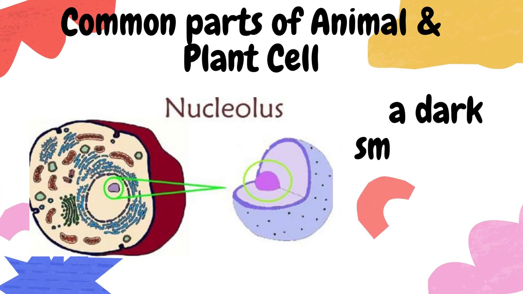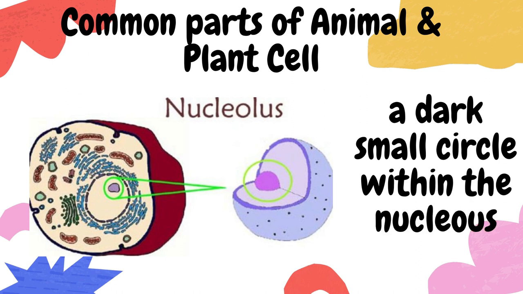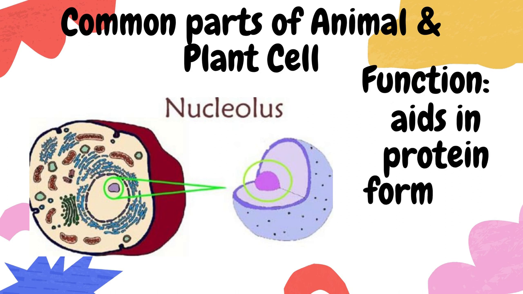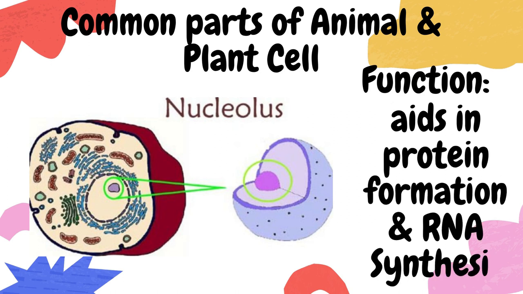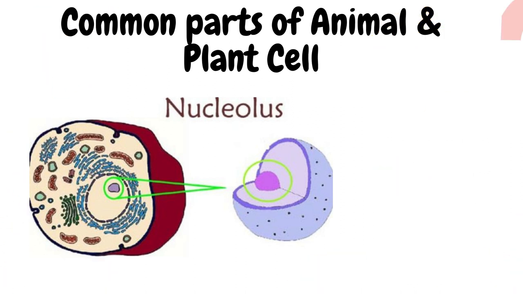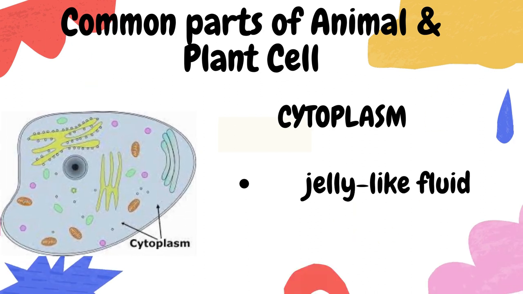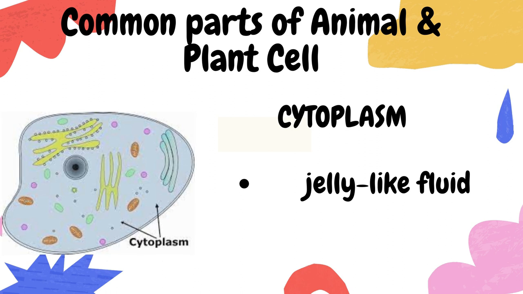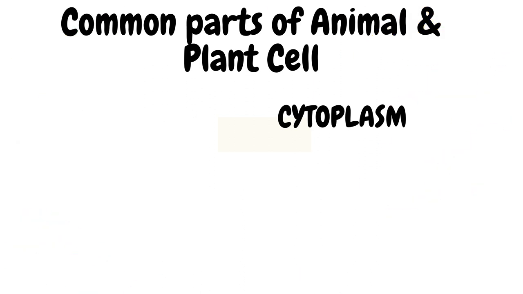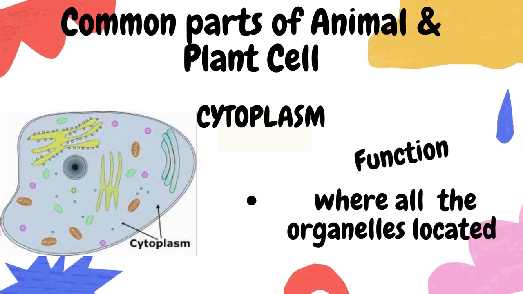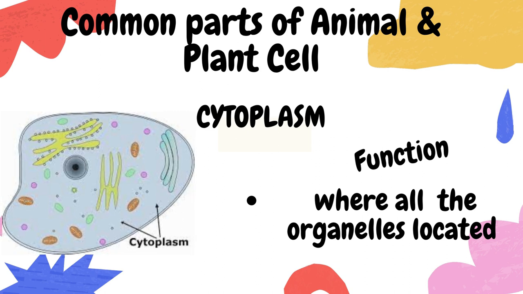Next is the nucleolus. It is a small dark circle within the nucleus. Its main function is the formation of protein and synthesis of RNA or ribonucleic acid. Next common part present in animal and plant cells is the cytoplasm. It is a jelly-like fluid. It is also the space where all the organelles are located. Cytoplasm comprises 70% of the cell.